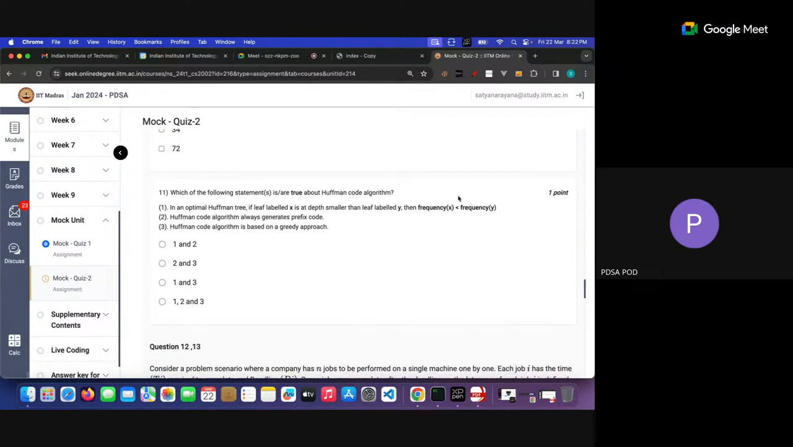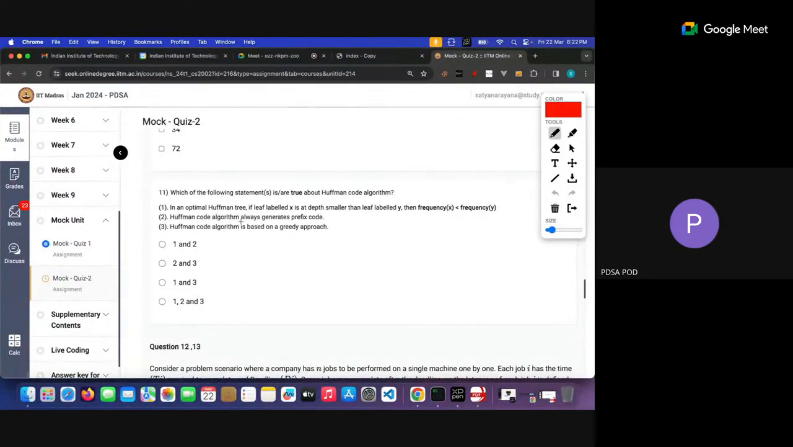And now this one. So this is Huffman coding. Basically, the basic criteria of Huffman coding, which of them are going to be true? That's what they want to ask you. So the first option, let me see based on the conditions. Whenever these conditions are satisfied, that's going to be the Huffman code algorithm. Otherwise, the Huffman coding is going to fail because that's not the rule of Huffman coding.